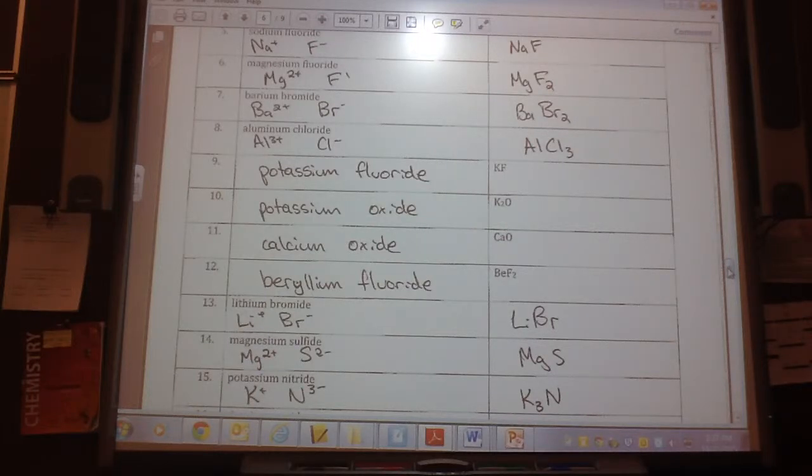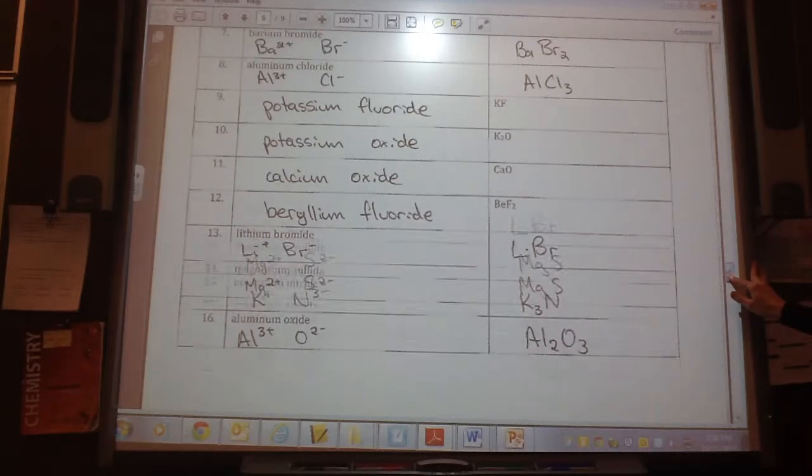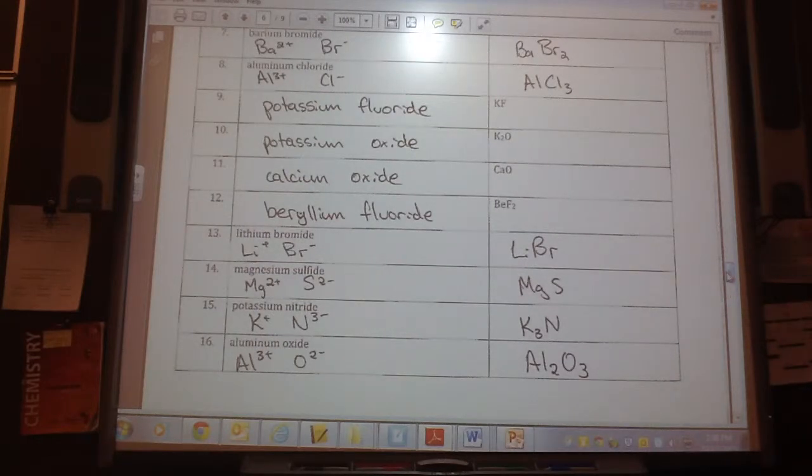11, calcium oxide. 12, beryllium fluoride. 13, LiBr. 14, MgS. 15, K3N. 16, Al2O3. Any questions?